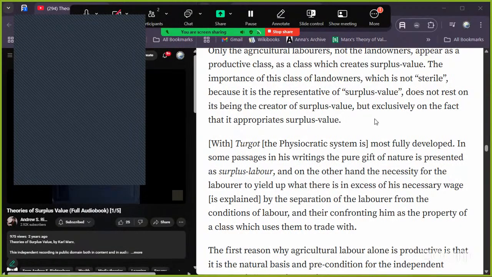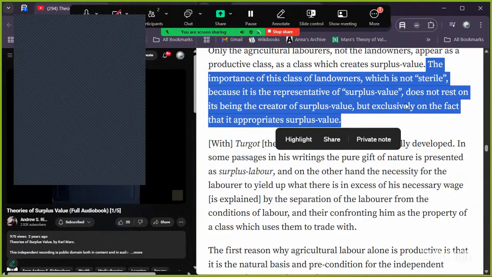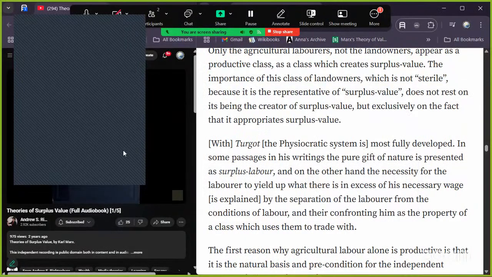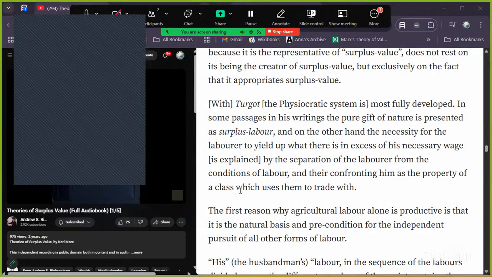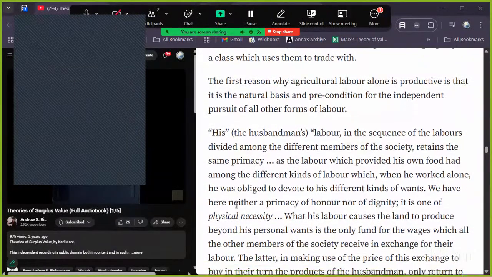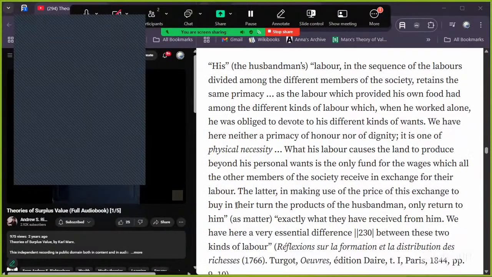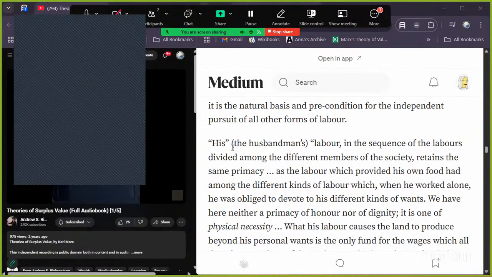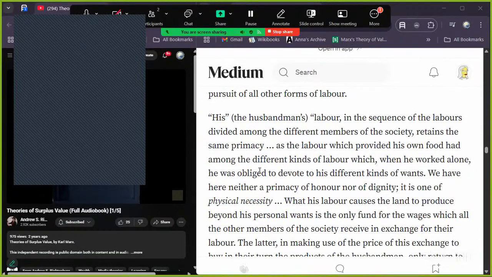With Turgot, the physiocratic system is most fully developed. In some passages in his writings, the pure gift of nature is presented as surplus labor, and on the other hand, the necessity for the laborer to yield up what there is in excess of his necessary wage is explained by the separation of the laborer from the conditions of labor, and their confronting him as the property of a class which uses them to trade with. The first reason why agricultural labor alone is productive is that it is the natural basis and precondition for the independent pursuit of all other forms of labor.